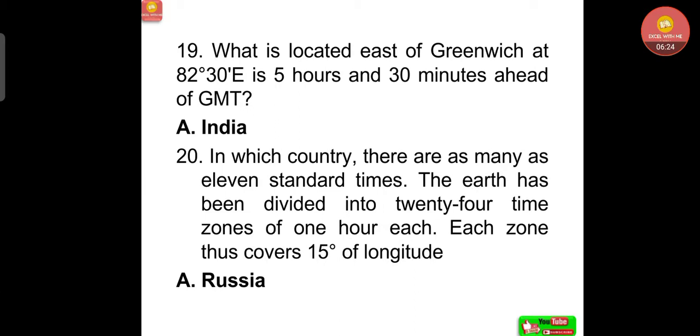What is located east of Greenwich at 82 and a half degree east, 5 hours and 30 minutes ahead of GMT? That is India. India is located to the east of Greenwich. Now in which country are there as many as 11 standard times? The earth has been divided into 24 time zones of 1 hour each. Each zone thus covers 15 degree of longitude. The country is Russia.